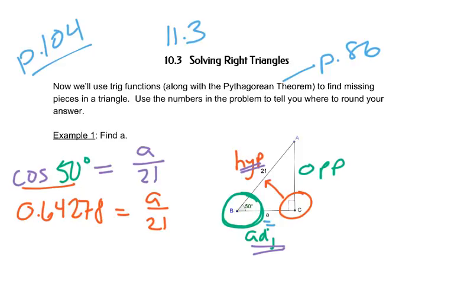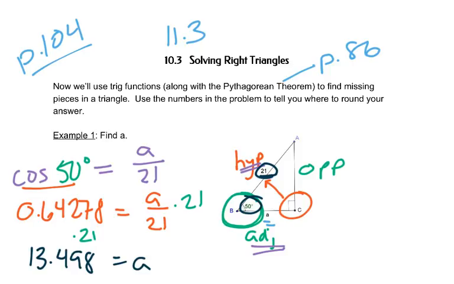Now this is A that's being divided by 21, so we want to multiply both sides by 21. And that gives us over here 13.498. It keeps going. And we need to look at our significant digits here. Here we had 2, here we had 2, so we want this to be 2. The number after the 3 is a 4, which tells us to leave it the same. So we'll have A is 13.